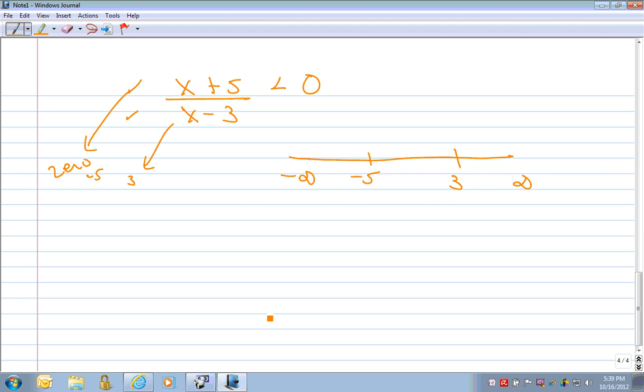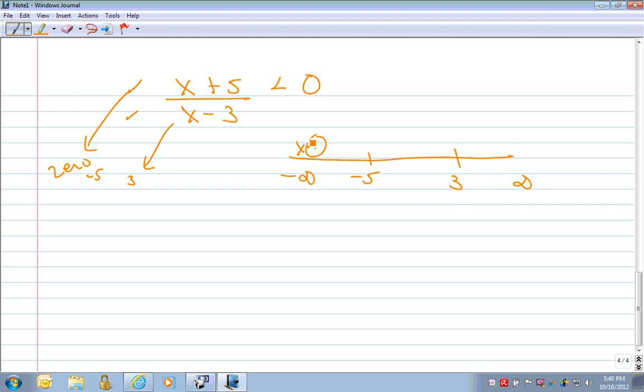Now let's see what happens if we plug in a number from each interval. Let's take a really large negative number. A really large negative number plus 5 is still going to be a negative number, so the top would be negative. In the bottom, we have a really large negative number minus another number, that would be negative. Negative over negative would be a positive. Is a positive number less than 0? I don't think so.